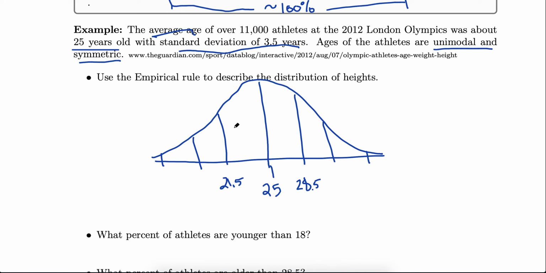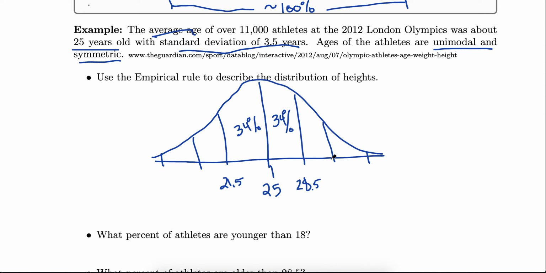And according to this empirical rule, we've got about 34% in either of these pieces. 34% of observations fall here, 34 here. So altogether, about 68% of my data points fall in this range.